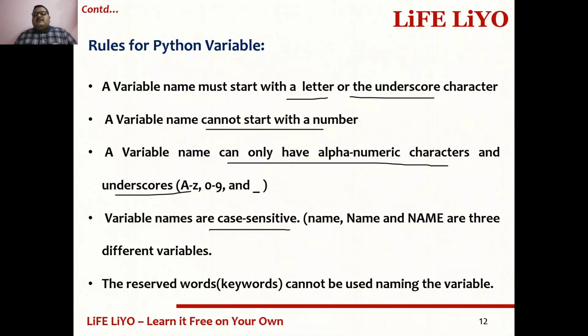That means the alphabets in lower case are not equal to the alphabets in upper case. So if you observe here, name, Name, NAME: three things look the same, but as variables, the three are different, because here is the lower case, here the uppercase N, and here all the letters are in uppercase. And the last rule is that you should not use keyword names as variable names. Python has reserved keywords, whose meaning is already known to Python, so we shouldn't use those keywords.